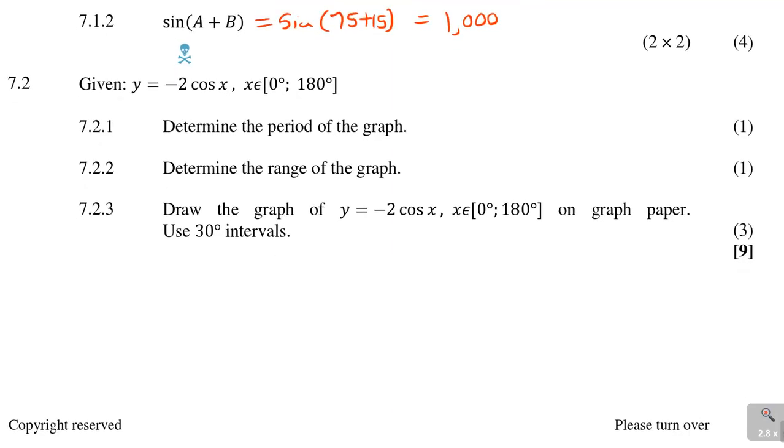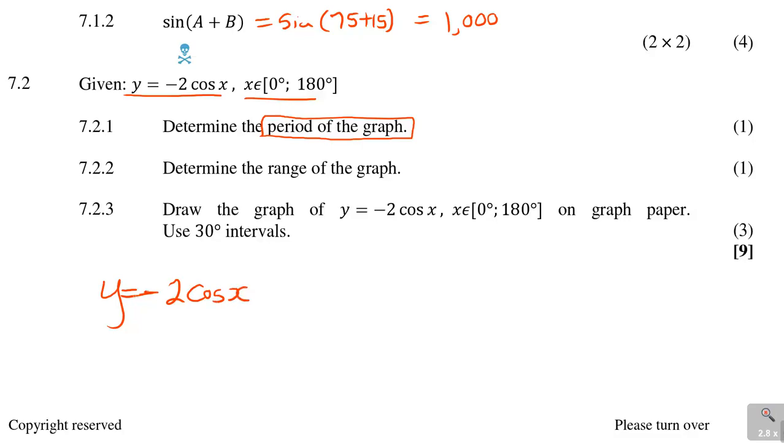7.2, you are given y is that, and then they have given you that domain there. X is between 0 and 180. Determine the period of the graph. Now, whenever you are writing this, y is equal to minus 2 cos x.